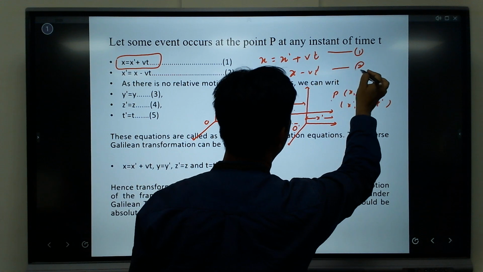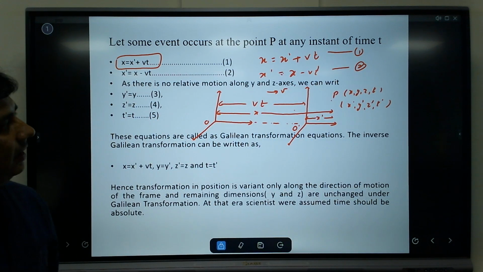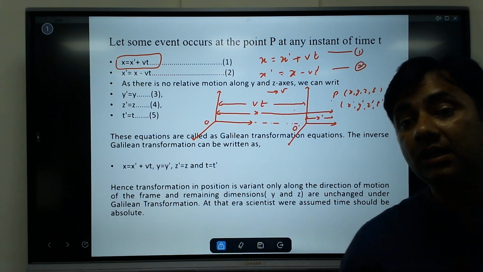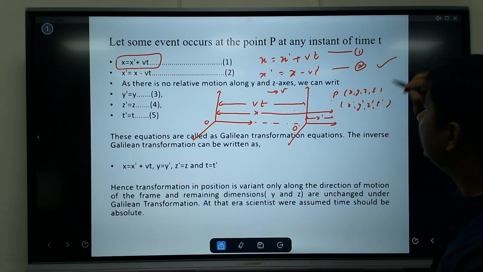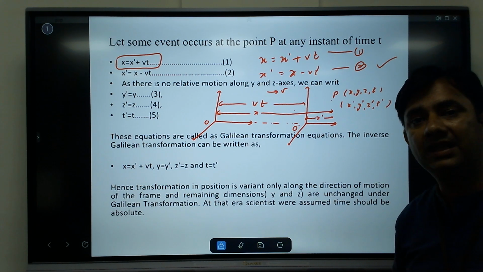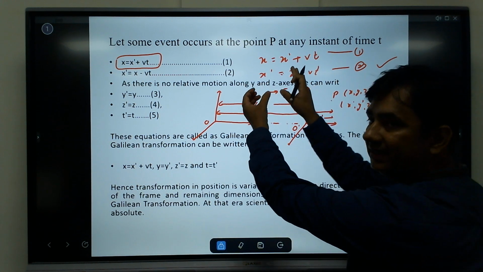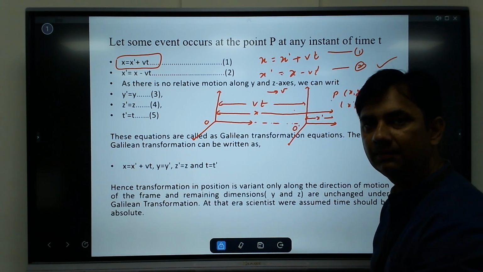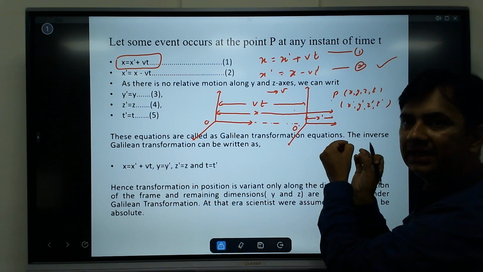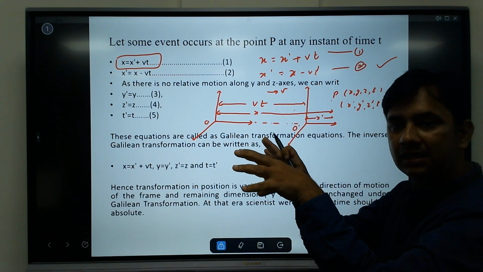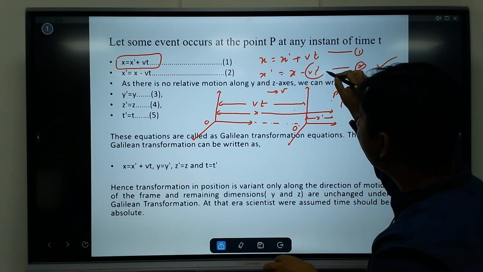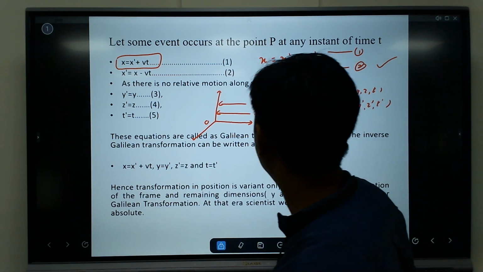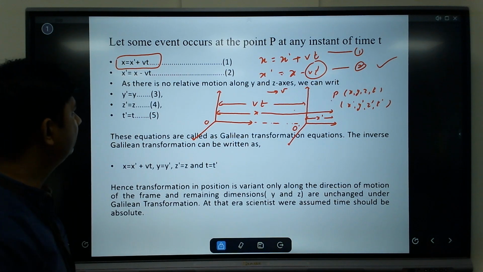Which is the second equation. If you see the second one, x dash is equal to x minus vt. This equation itself is saying something, and that is that this frame x dash is moving. Why? This x is constant from there, but in x minus vt, something is getting subtracted from the constant value. So this is called our Galilean transformation.